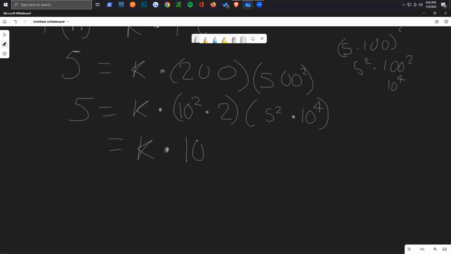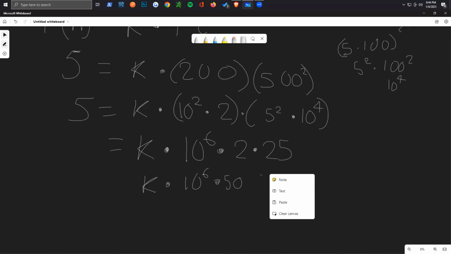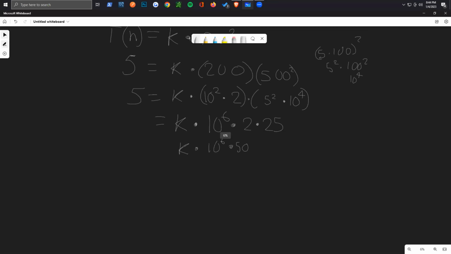So then 10 to the 6. If we multiply these out, this is all multiplication. We're just multiplying stuff out right here. So we have 10 squared times 10 to the 4. We just add the exponents together. And now we're going to have 2 times 25, which is just 50. So K times 10 to the 6 times 50. You can pull out another 10, but we'll just leave it like this. So equals 5.